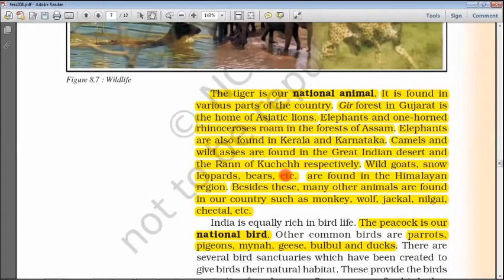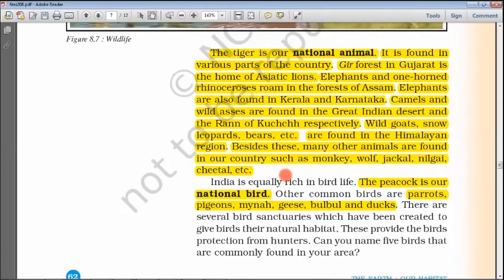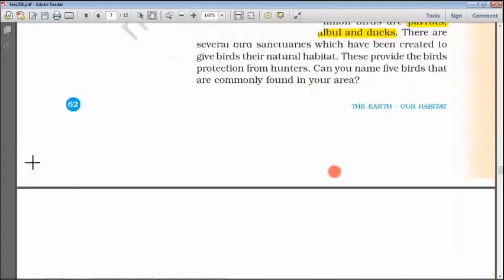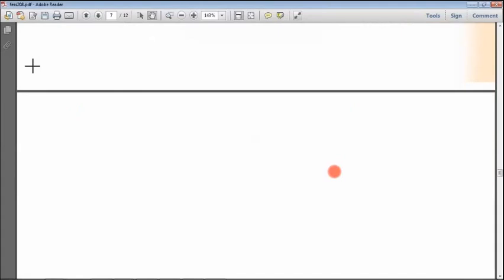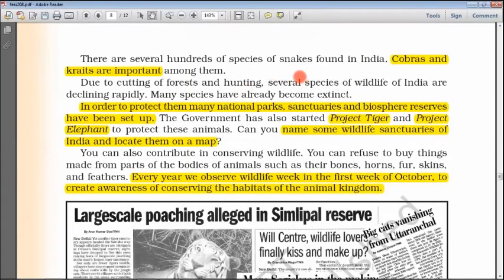And coming to birds, India is diverse in bird life. Peacock is our national bird, and other common birds are parrots, pigeons, myna, geese, bulbul, ducks, etc. And there are many bird sanctuaries in the country. And there are many snake species as well, like cobras and kraits.